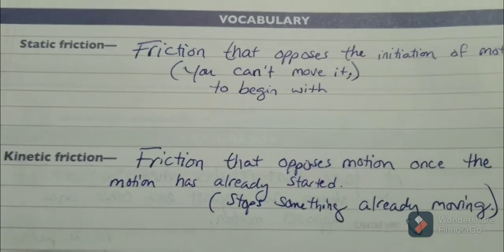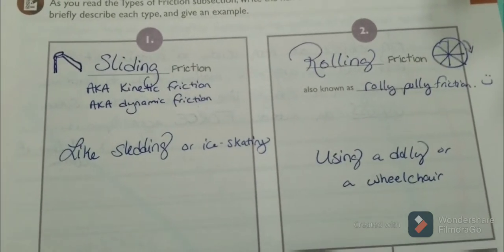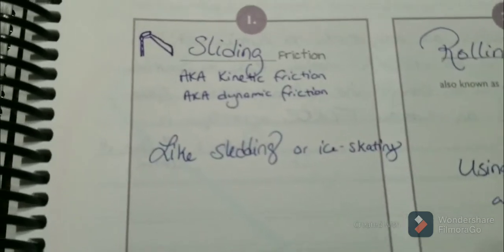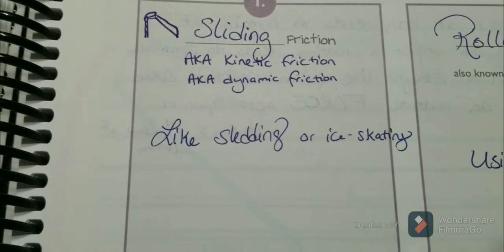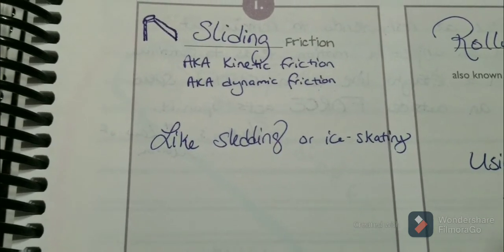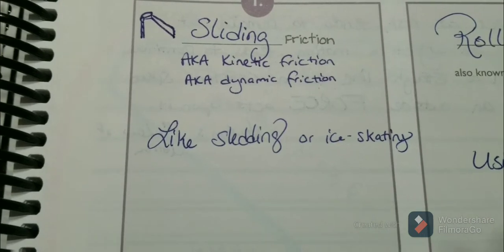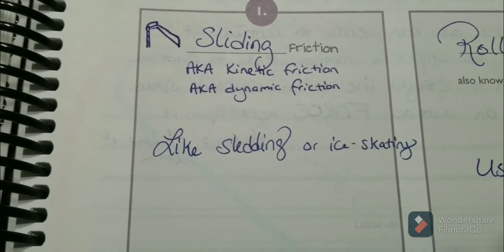Okay, so move over here. We're on page 187 in our student notebook. We've got different types of friction. So we'll start with sliding friction or kinetic friction, also called dynamic friction. So this is like sledding or ice skating. It just slips and slides right there, sliding down a hill or sliding down a slide.